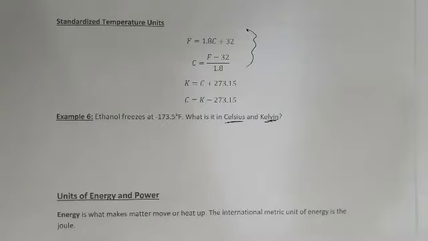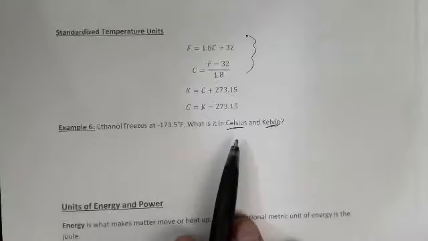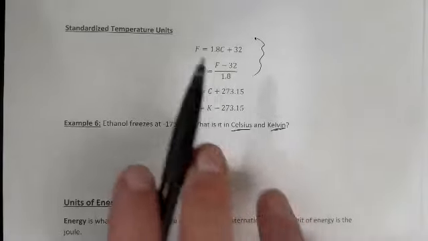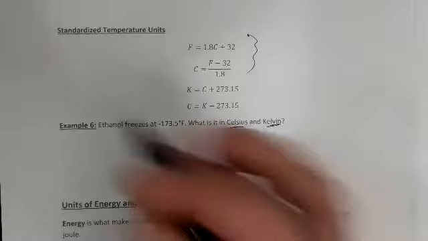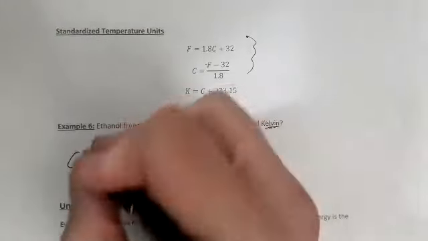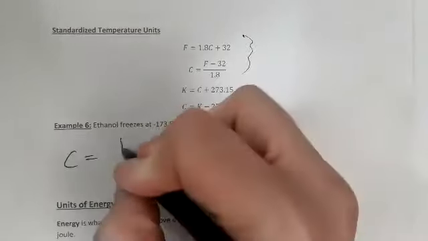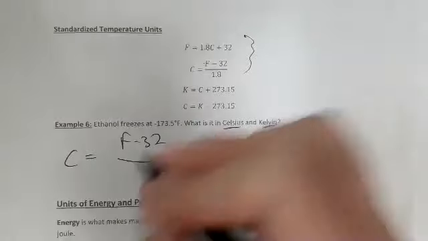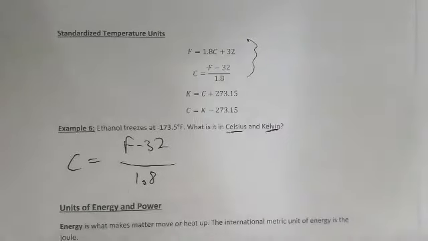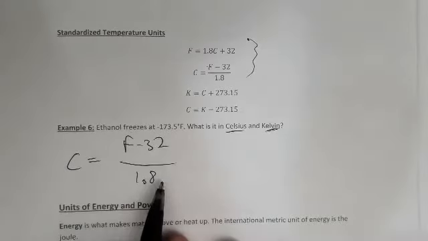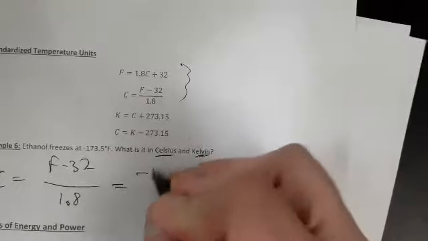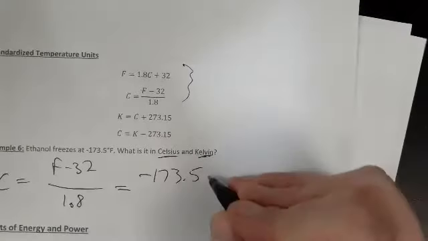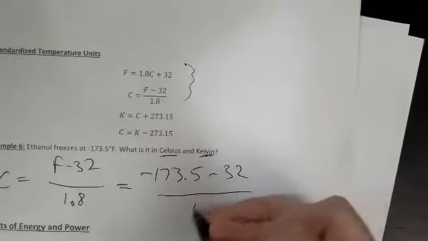But there is one that should be easier to plug into. If we want to solve for Celsius, there is one of these formulas that is solved for Celsius. It is not this one. This one is solved for Fahrenheit. So the other one looks like C equals F minus 32 divided by 1.8. So I have to subtract 32 and then divide by 1.8 to get my Celsius. So my Fahrenheit is minus 173.5. I have to subtract 32 from that and divide by 1.8.